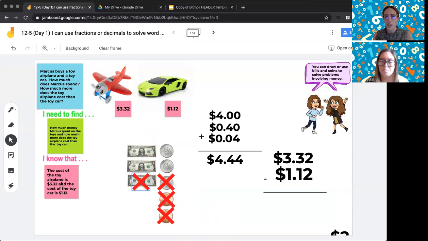So we could quickly look at our picture and see what's remaining, which would be the $2 and the 2 dimes. How would we write that? So the $2 would be my whole, and I know 2 dimes are worth 10 cents each, which would be 20 cents, which is also 20 hundredths. So $2.20. Perfect. Let's move on.